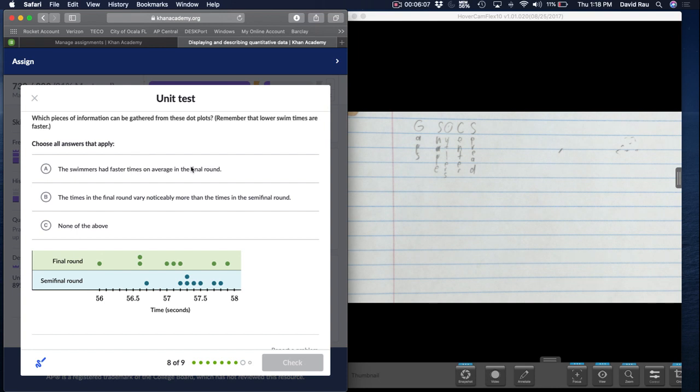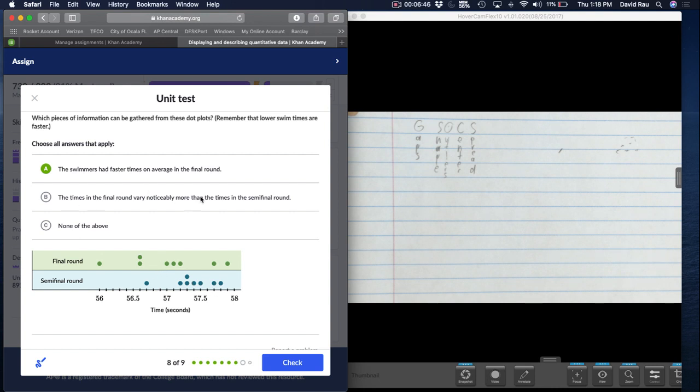The swimmers had faster times on average in the final round. Again, average means if you were to have all of these values be weights on a scale based on only this scale, where would you put kind of the balance so that everything was uniform? And I think I'd end up putting it somewhere around here. But for this scale, if I wanted to balance this out, I'd have to put it somewhere around here. So do the swimmers have faster times, shorter times on average in the final round? Yes, the balance point is further left, less than over here.